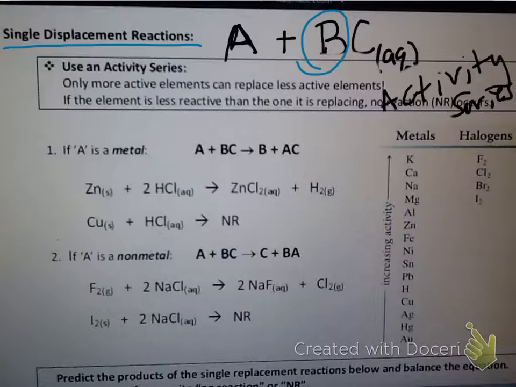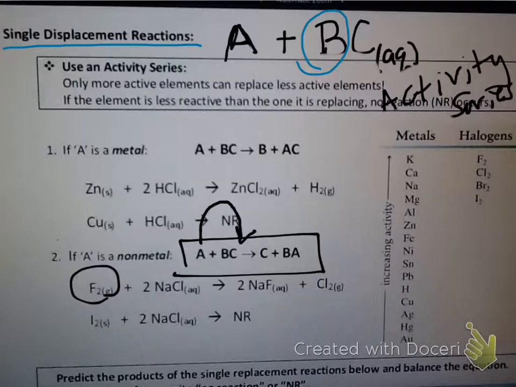Same exact thing, except a little different. If you have a nonmetal and you mix it with an ionic compound, and you want to know if the single replacement reaction is going to happen, if A is a nonmetal, it will replace the anion in the ionic compound. So how do we know if it will replace or not? If the nonmetal is more active than the anion, it will replace it. But if it's less active, then it will not replace.